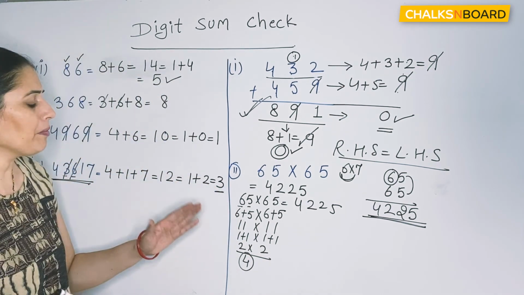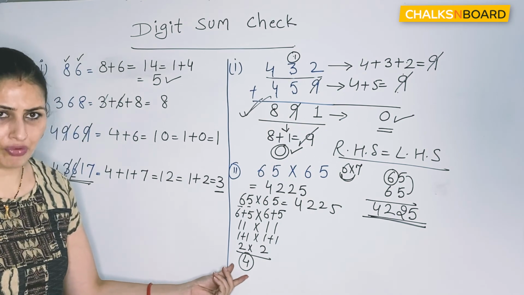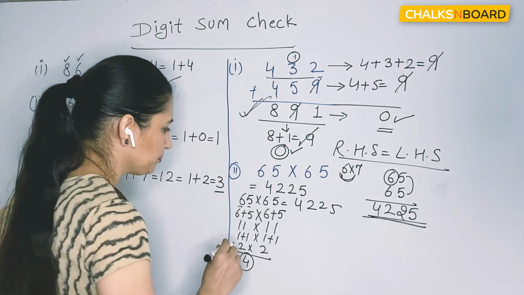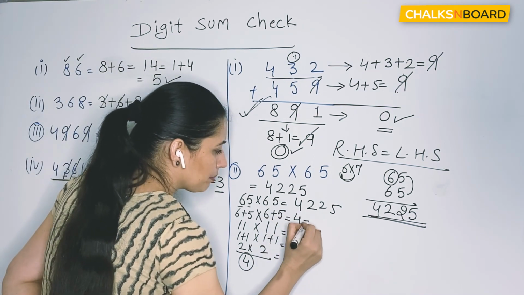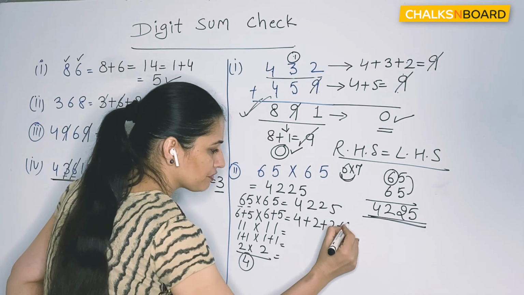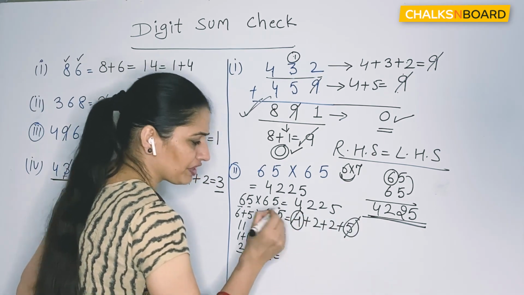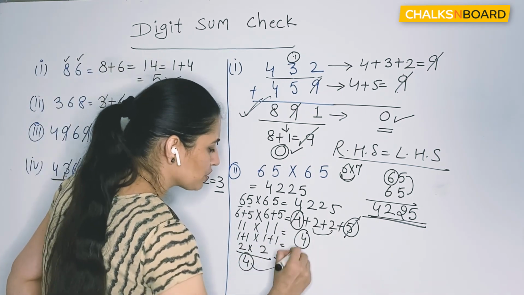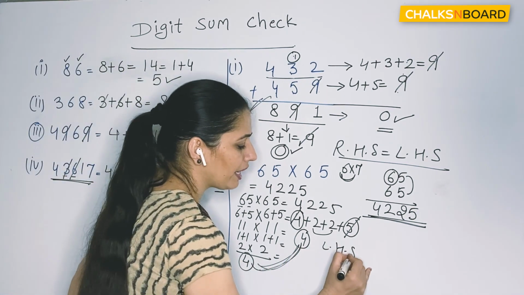तो जब आपने लेफ्ट हैंड साइड को कैलकुलेशन किया, डिजिट सम किया, you will get 4. अब देखते हैं कि राइट हैंड साइड से हमें क्या रिजल्ट मिलता है। 4 + 2 + 2 + 5, हमें डिजिट सम करना है। 4 + 5 it will give 9, so we can cancel it. Now 2 + 2 it will give 4.